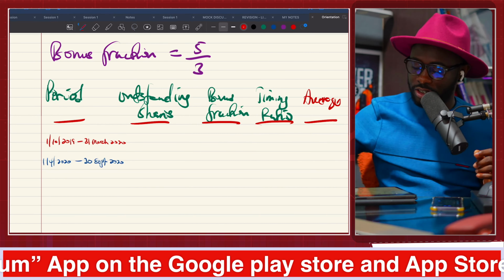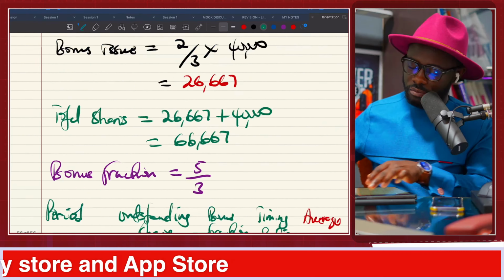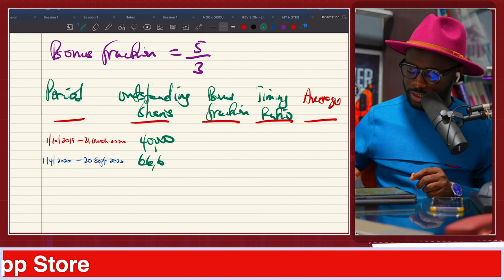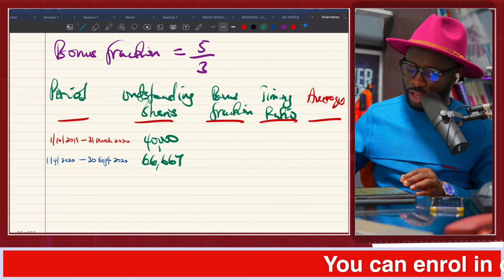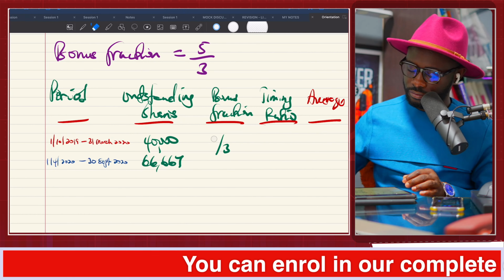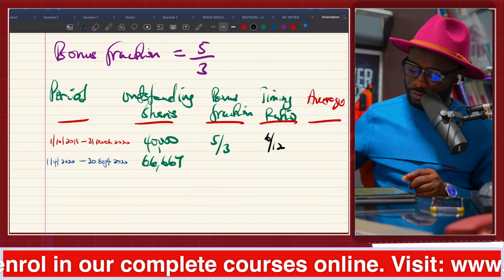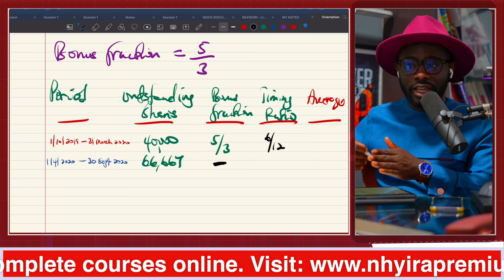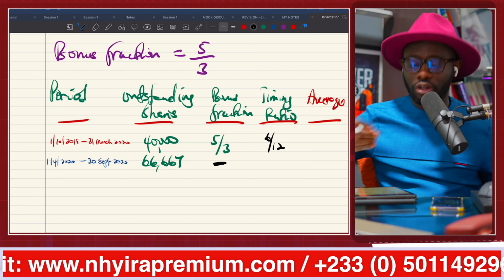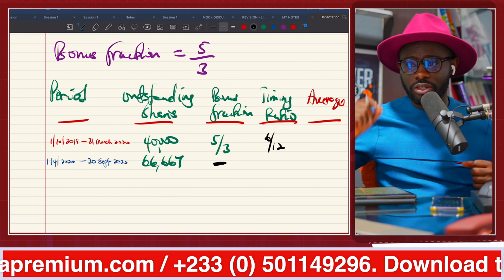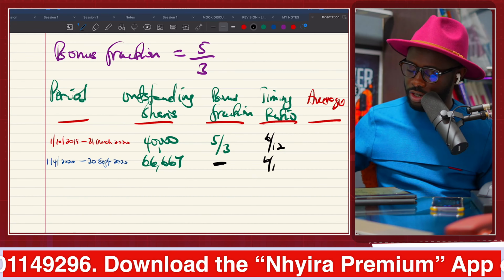All right, so the outstanding shares for the first period, we said is 40,000. The outstanding shares for the second period, 66,667. Then the bonus fraction will come, which is 5 over 3 here. Then the timing ratio, 6 over 12. Bonus fraction will not affect shares after the bonus issue. That is why we said the bonus fraction affects only shares prior to the right issue. So after the right issue, the bonus fraction will not come in. Timing ratio 6 over 12.